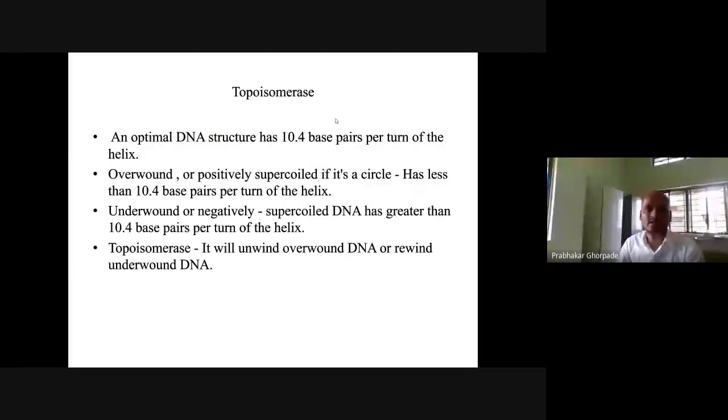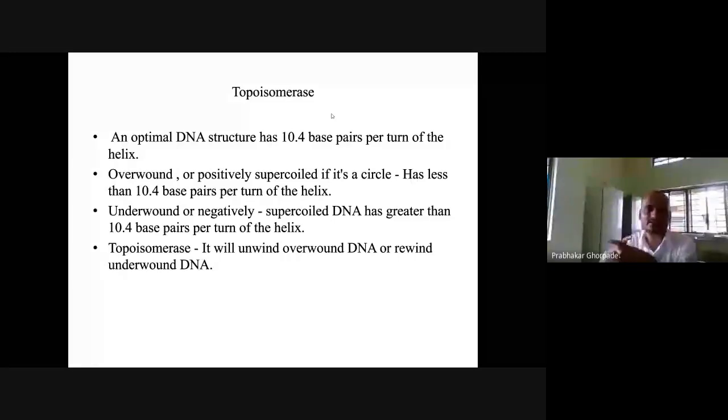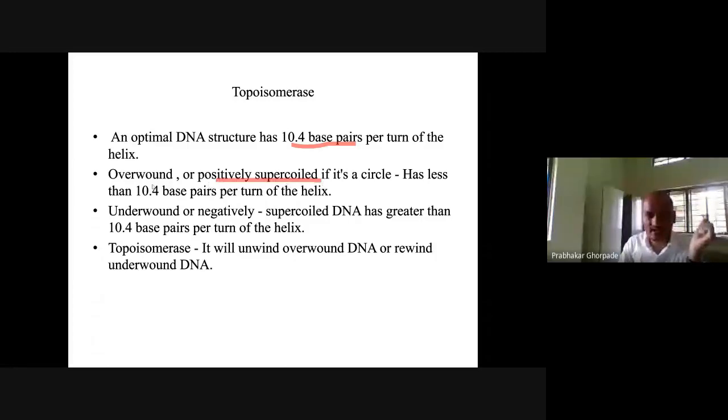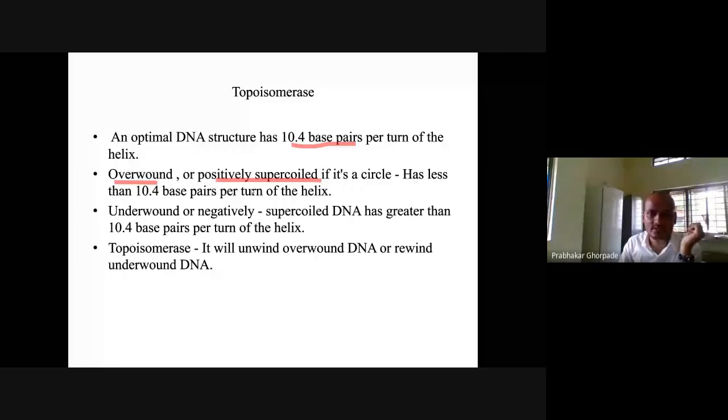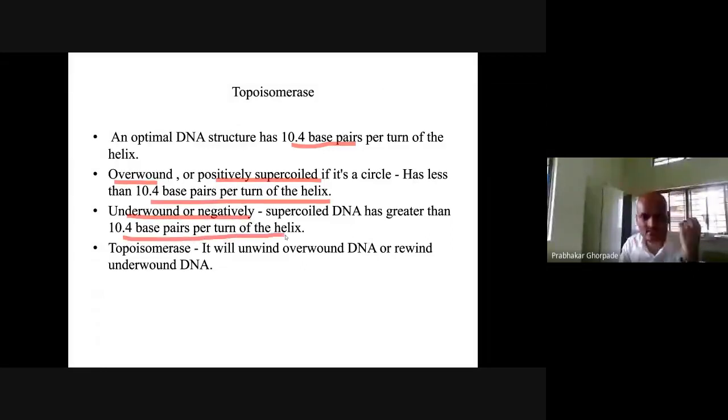Topoisomerase and optimal DNA structure has 10.4 base pairs per turn of the helix. So one turn has 10.4 base pairs. If it is overwound, also known as positively supercoiled, it has fewer than 10.4 base pairs per turn of the helix. And if it is underwound or negatively supercoiled, it has more than 10.4 base pairs per turn of the helix. Topoisomerase will unwind the overwound DNA or rewind the underwound DNA.